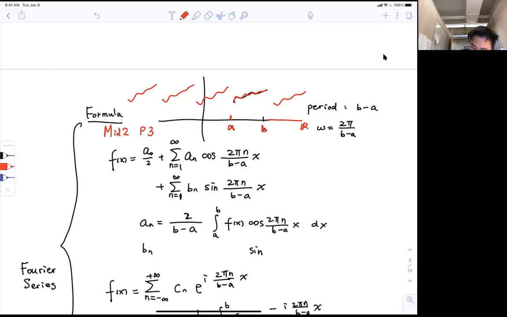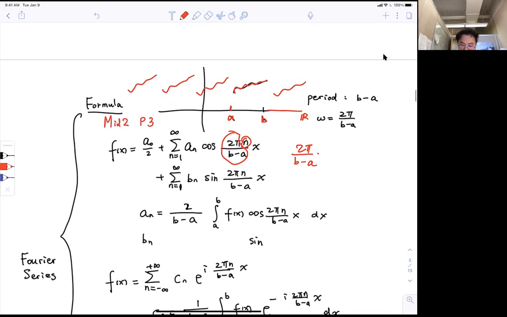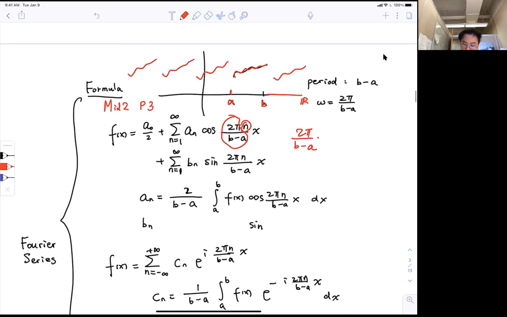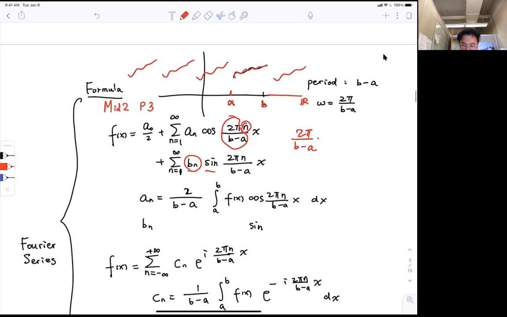Then we know it's given this form: a_0 divided by 2 plus a_n cosine. The coefficients, you need to be careful. Generally speaking, it's just 2 pi divided by the period. In this case, it's b minus a, times n and x. And similar stuff for the b_n and the sine, and also the formulas for a_n and b_n.